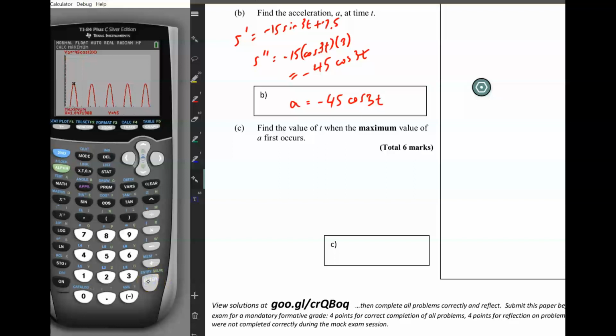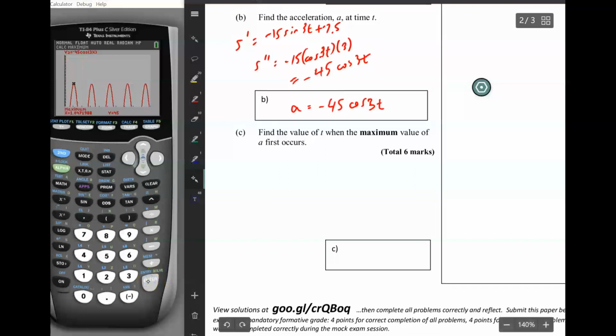So the t value in this case is 1.047. And the acceleration value at that point is 45. And we know it's the first point that it occurs because it's the leftmost point, right?